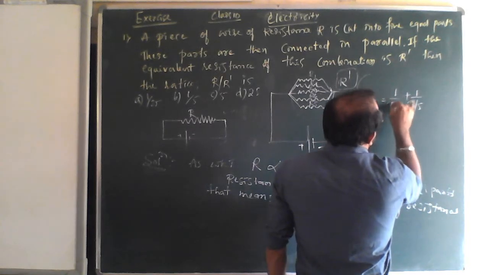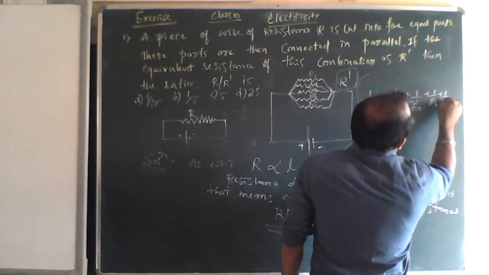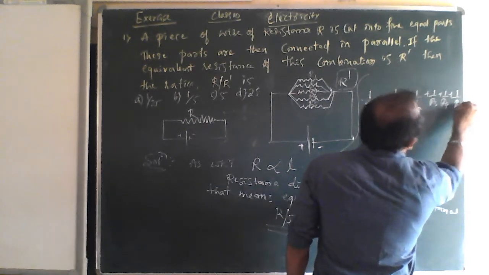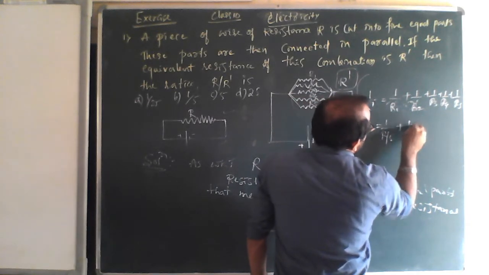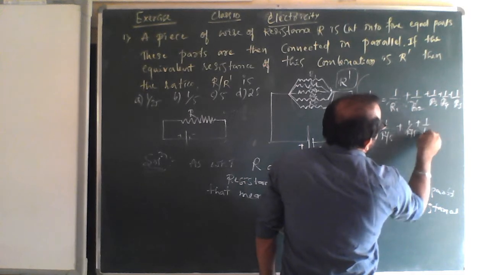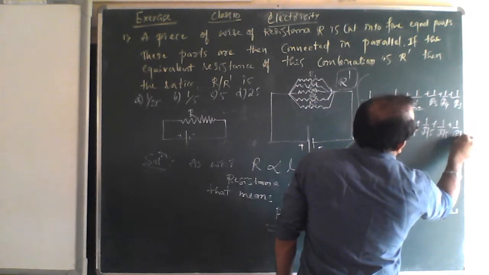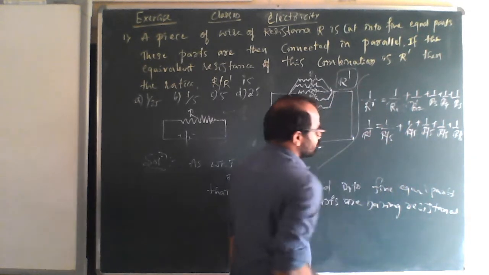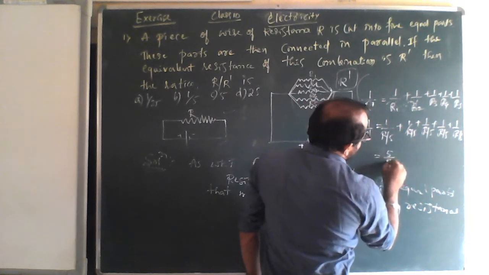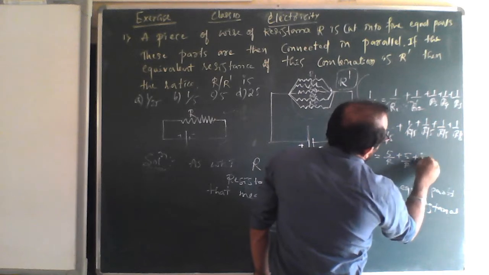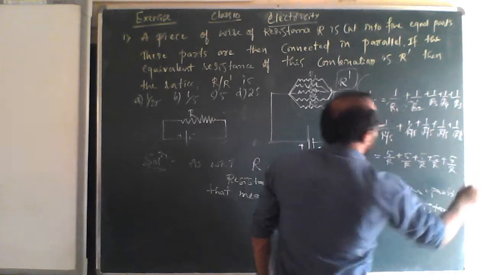I hope you understood this. All are R by 5 only. So 1 upon R by 5 plus 1 upon R by 5 plus 1 upon R by 5 plus 1 upon R by 5 plus 1 upon R by 5, that is 1 by R dash. Now what happens? All will become 5 by R plus 5 by R plus 5 by R plus 5 by R and lastly again 5 by R.